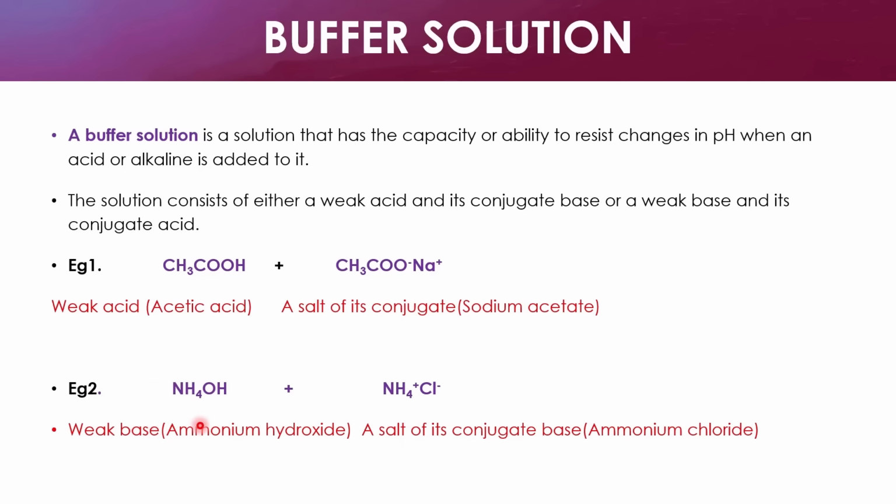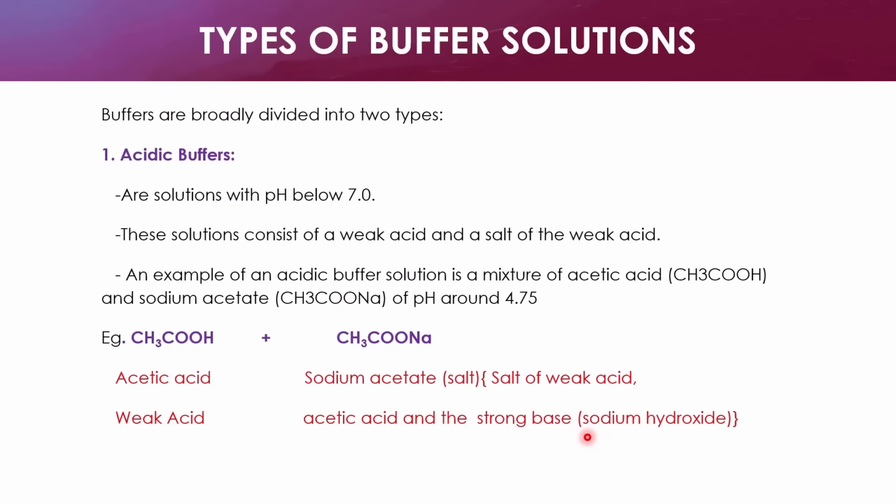Types of buffer solutions. Buffers are broadly divided into two types. So we have the acidic buffers and the alkaline or the basic buffers. So let's start by looking at the acidic buffers. Acidic buffers are solutions with pH below 7.0. And these solutions consist of a weak acid and a salt of the weak acid. An example of an acidic buffer solution is a mixture of acetic acid and sodium acetate of pH around 4.75.